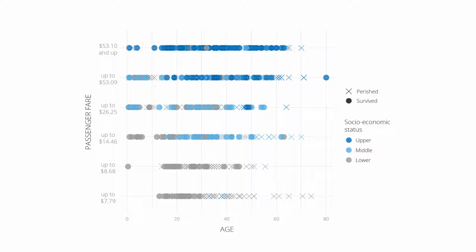I tried different methods for combining these wealth factors into one complex graph, and I settled on this jitter plot because it is really fun to explore.